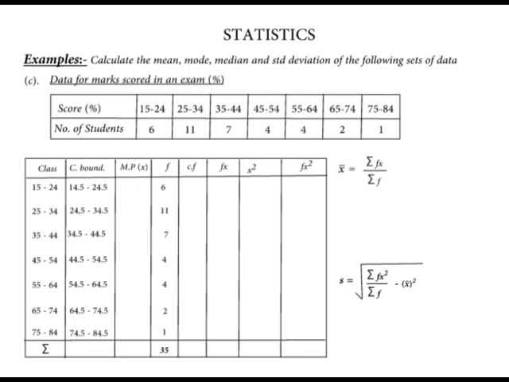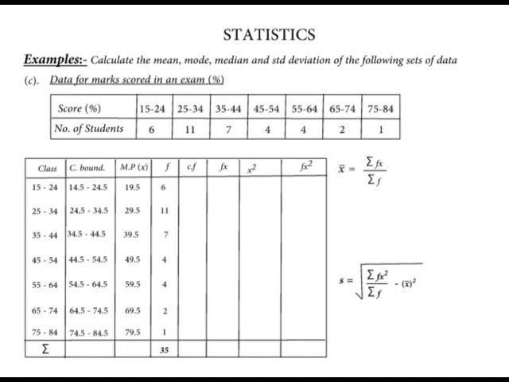Midpoints. We find the average of the class limits. First one, 15 plus 24 divided by 2 is 19.5. 25 plus 34 over 2 is 29.5. All the way to the last one, 75 plus 84 over 2 is 79.5. Then the frequencies. If we add all the frequencies, then we shall have 35, which is the summation of f.